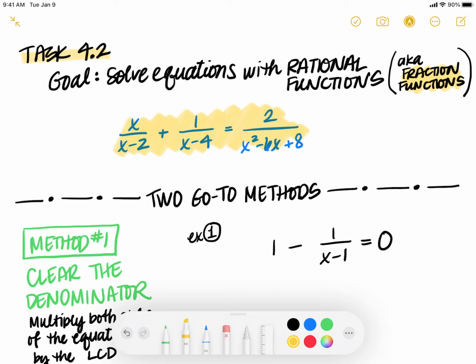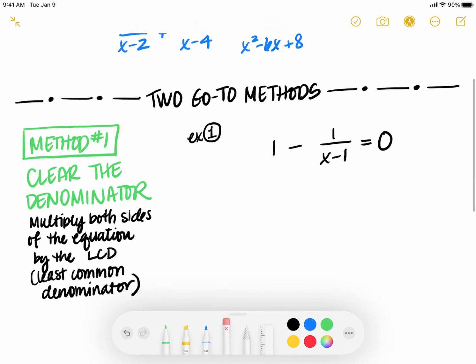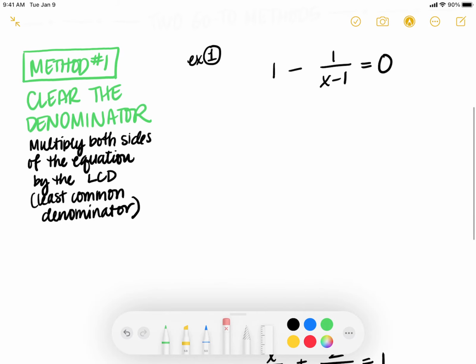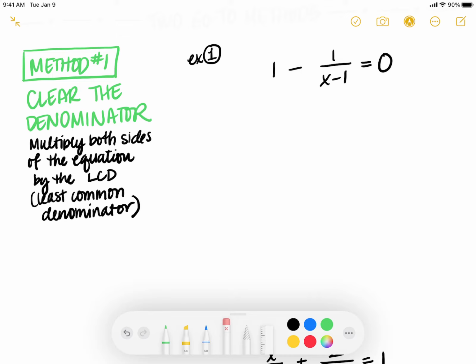The first method I like to call clear the denominator. So when we're trying to solve an equation like this, I don't want to deal with the denominators. I don't want anything to do with the denominator. It makes it so much more difficult to have x in the denominator. So let's use this method that gets rid of the denominators across the entire equation on both sides. So you'll see method number one I like to call clear the denominator.